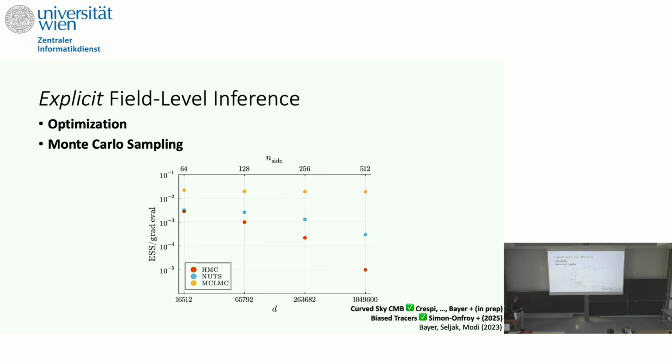And so this plot is showing the effective sample size. So higher is better here, and you can see MCLMC, the yellow dots, above the other samplers. So this looks very promising moving forward.